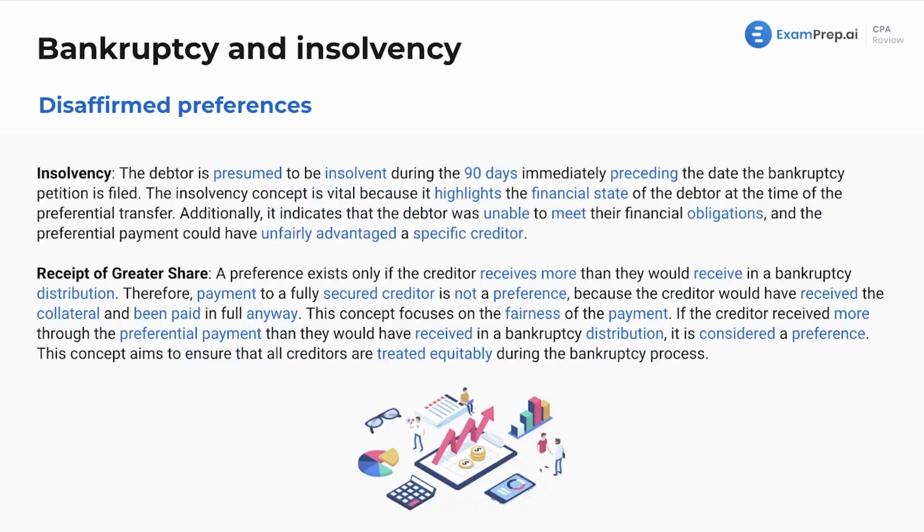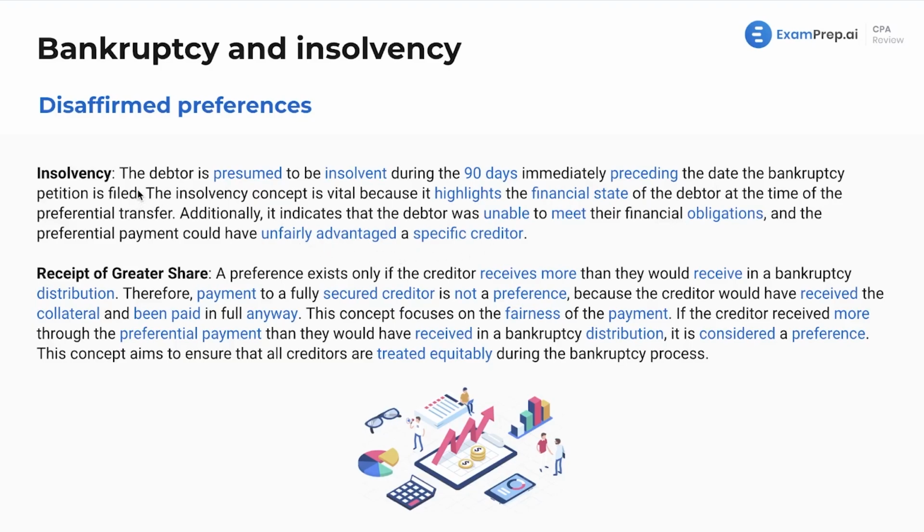Insolvency. The debtor is presumed to be insolvent during the 90 days immediately preceding the date the bankruptcy petition is filed. Remember that. So talking a little bit more, you need to be insolvent in order to file for bankruptcy. The insolvency concept is vital because it's going to highlight the financial state of the debtor at the time of the preferential transfer. Now, additionally, it indicates that the debtor was unable to meet their financial obligations, and the preferential payment could have unfairly advantaged a specific creditor.